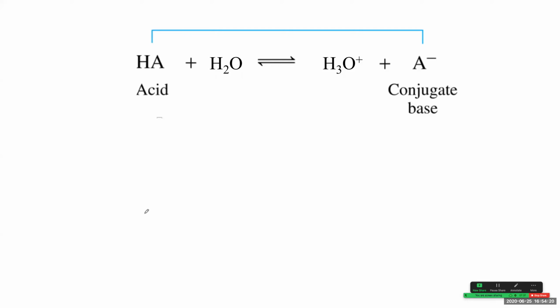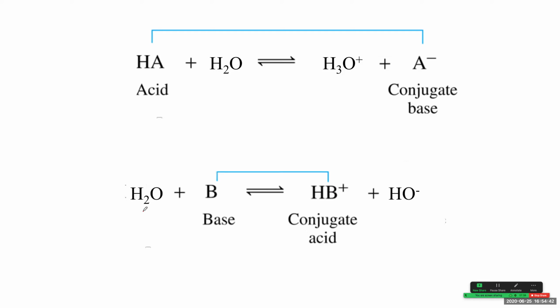So here's what a buffer equation might look like. We have an acid in water producing its conjugate base. When you combine an acid and its conjugate base, you produce a buffer solution. So this is what the equilibrium would look like. A similar equilibrium with a base and its conjugate acid could also be used to make a buffer.